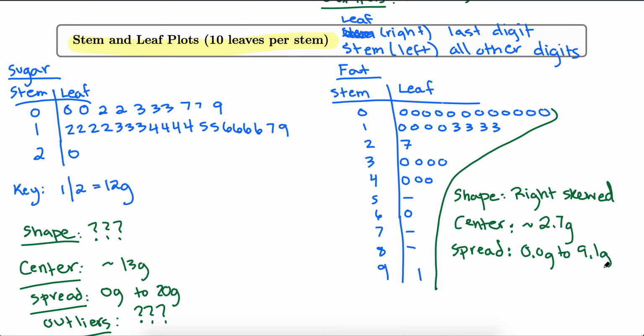And then from here, maybe this 9.1 is an outlier. We can sense that this observation is a lot further, a lot bigger than most of the other data. So I'm going to say outliers, 9.1 grams. That might be an outlier. We would need to do an official test to verify that, but it looks like it could be much larger than the rest of the data.